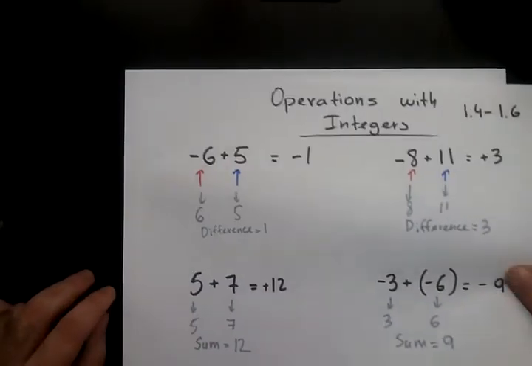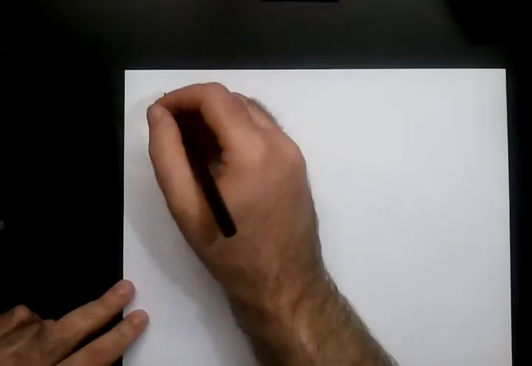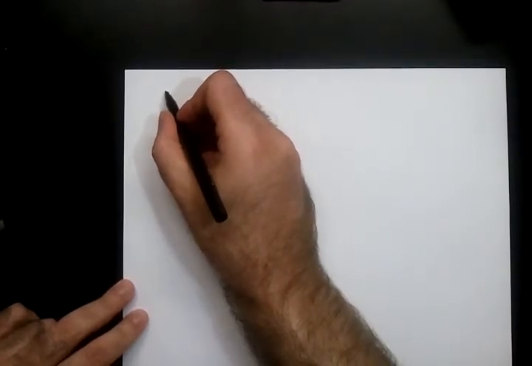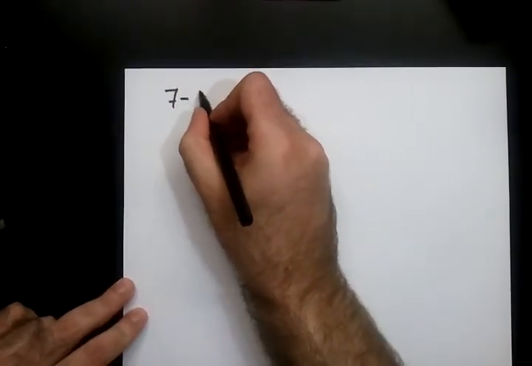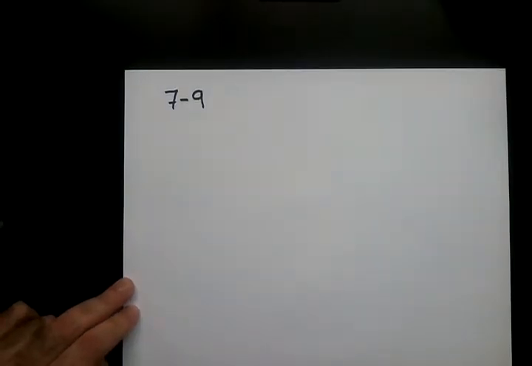Now we're going to talk about subtraction. Fortunately, subtraction is very, very easy. You convert subtraction into addition, and then you use the rules of addition that we just talked about. So whenever you have a subtraction problem, for example, you have 7 minus 9. So this is a subtraction between two integers.